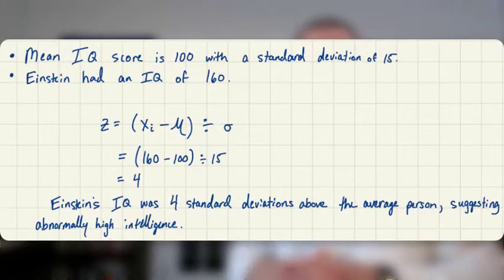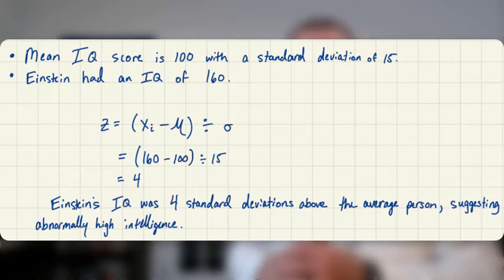Let me give you an example. So mean IQ score is 100, right? So the average person has an IQ score of 100, and the standard deviation is 15. So Albert Einstein had an IQ of 160, right? So that's genius level, okay?